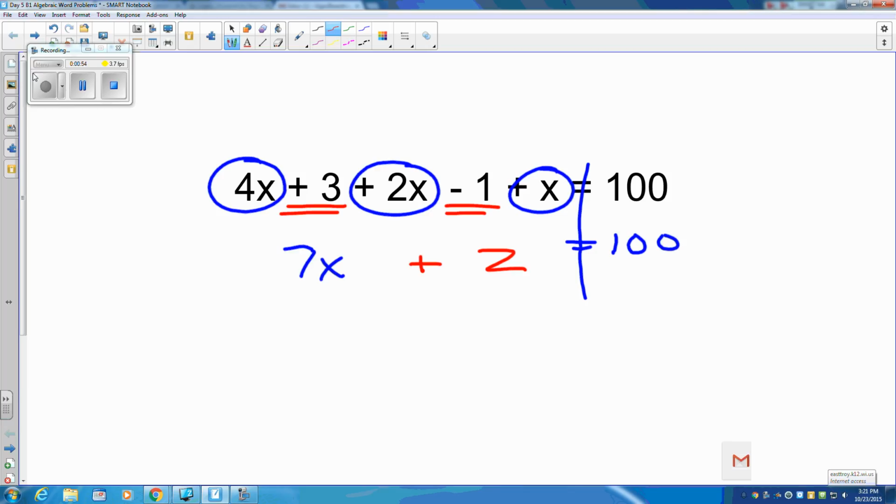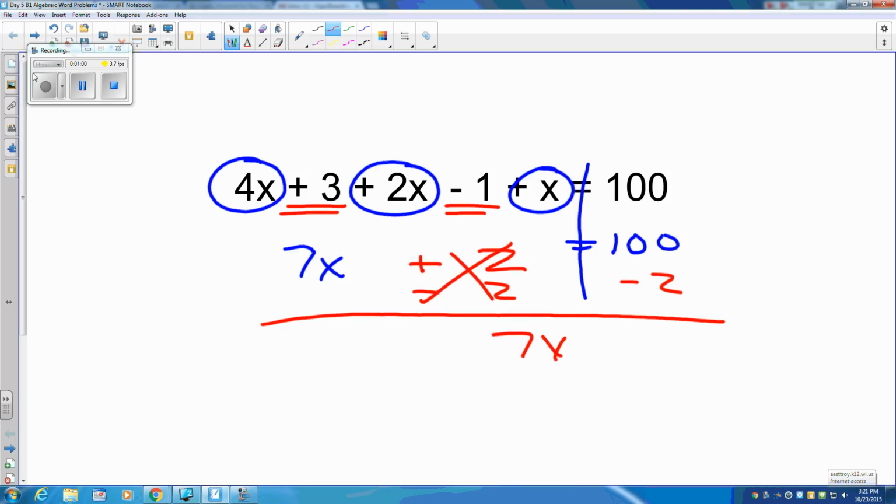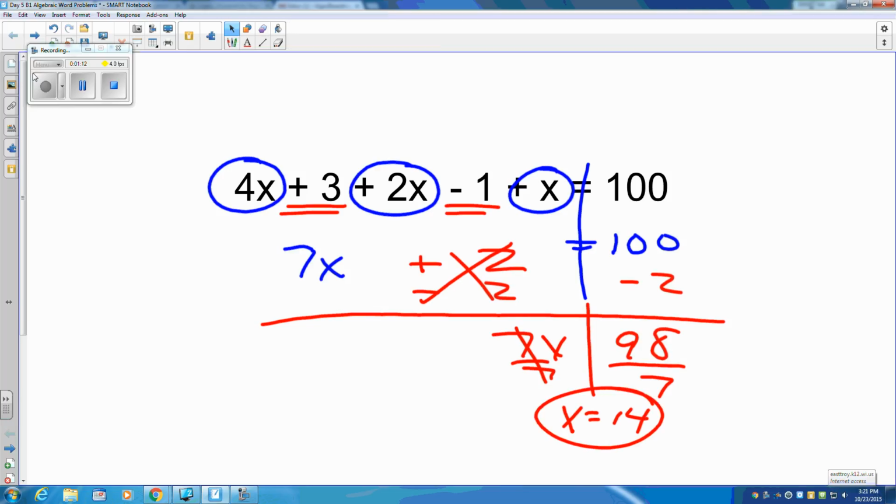Now let's just solve the equation. Minus 2 cancels, still have 7x equals 98. Divide by 7, and x equals 14. Good. If you had a 14, you did a very nice job.